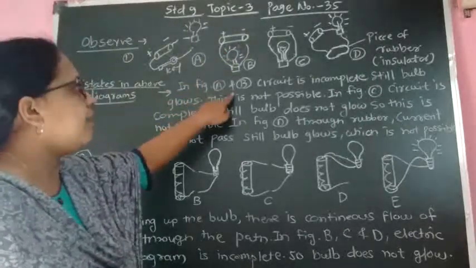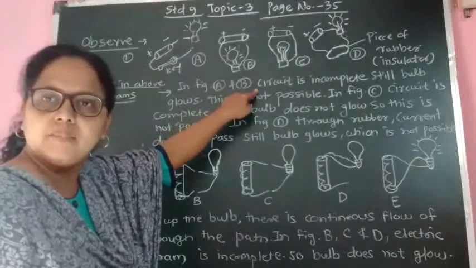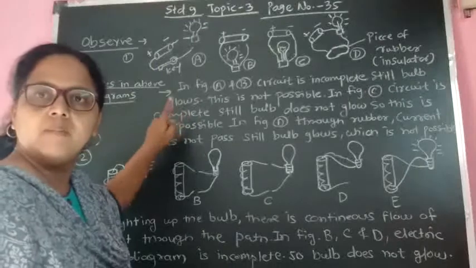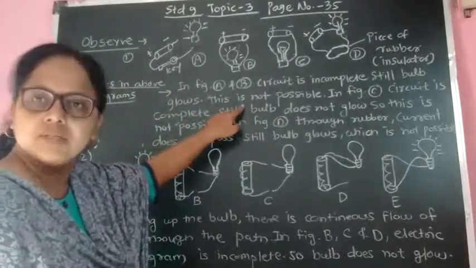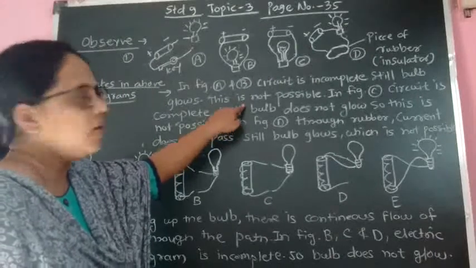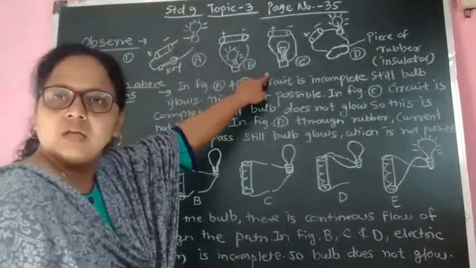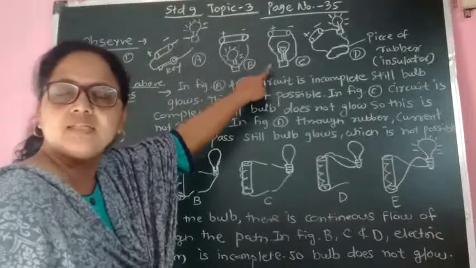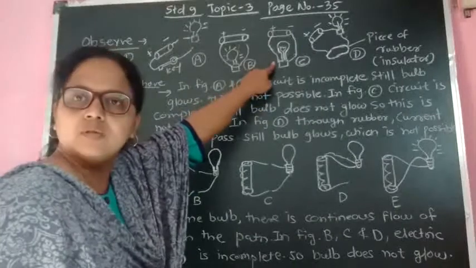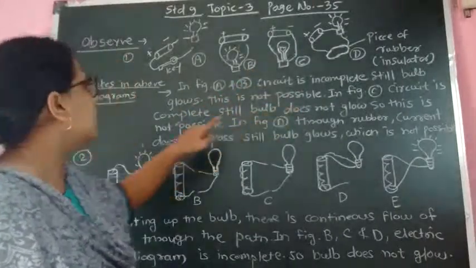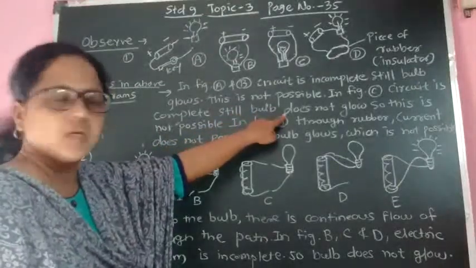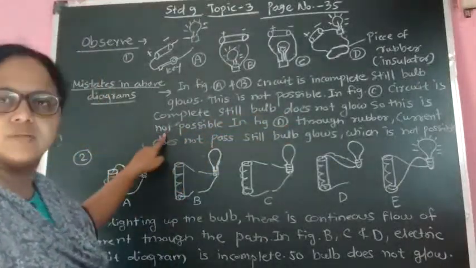That is, in figures A and B the circuit is incomplete, still the bulb glows. This is not possible. So these are mistakes in figure A and figure B. Look at figure C. The circuit is complete. It is actually a correct diagram, but we cannot see the bulb glow. In figure C, the circuit is complete, still the bulb does not glow. So this is not possible.